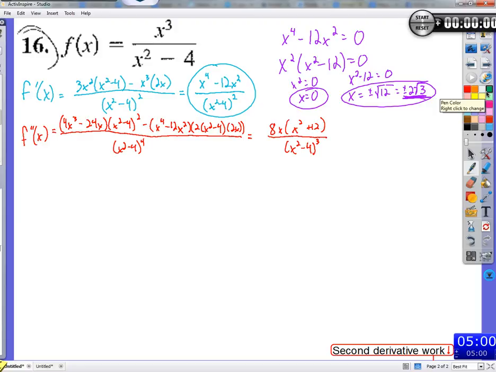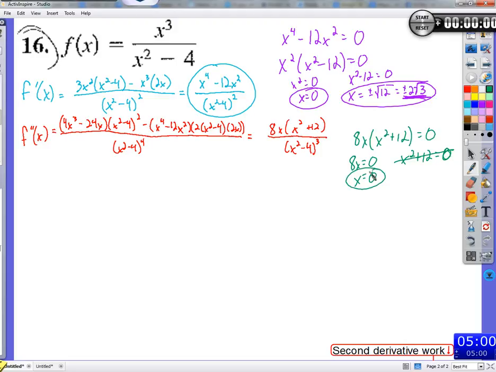Second derivative equals 0. 8x times x squared plus 12 equals 0. Because if the numerator equals 0, the whole thing is going to equal 0. X equals 0, x equals 0. Maybe this is why I rushed through that other part so quickly. Because now we have x squared plus 12 equals 0, and there's no real number that'll solve that equation.